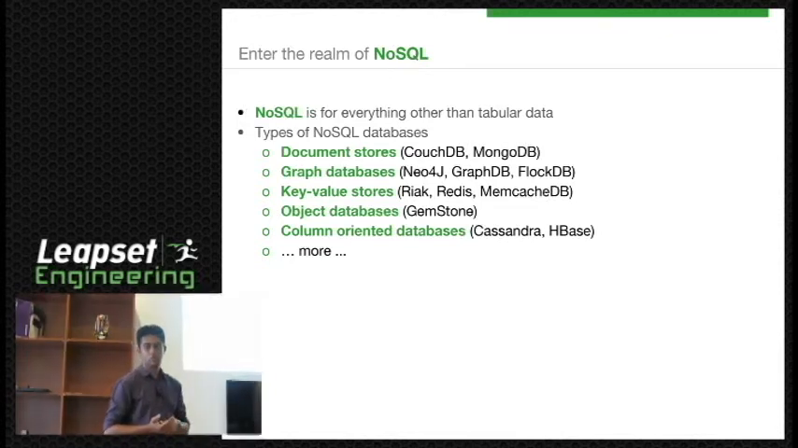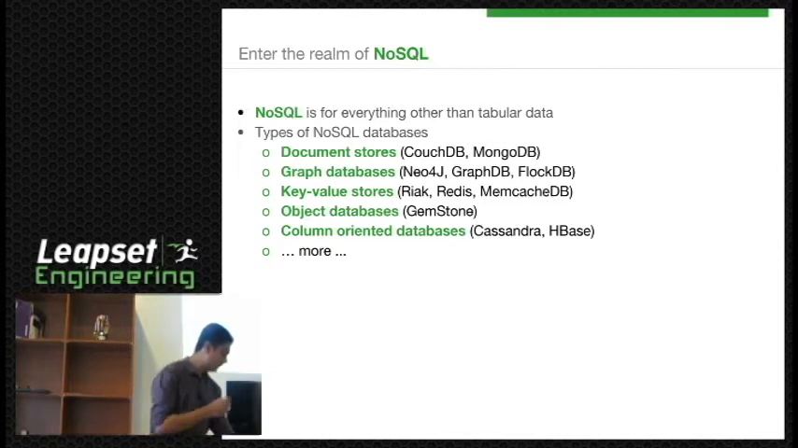Document stores. I'm sure all the Cinco guys know CouchDB. That's a document store, right? That's a NoSQL database. Then there's MongoDB, another document store. And there are graph databases, key value stores. I think we use Memcache in our APIs, right? There are object databases and column-oriented databases. These are different types. So how do you select among these technologies, right?